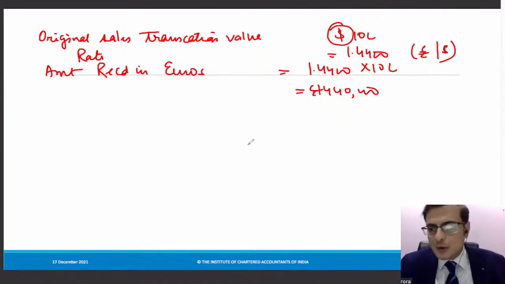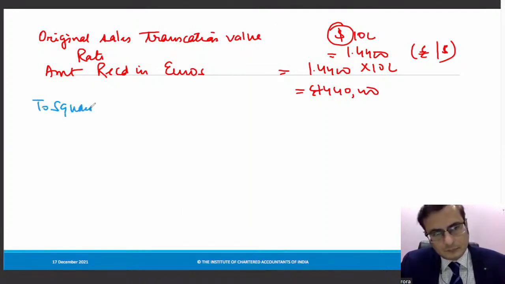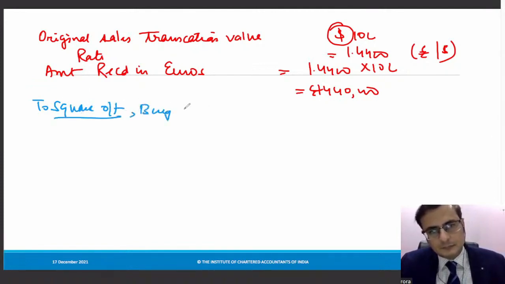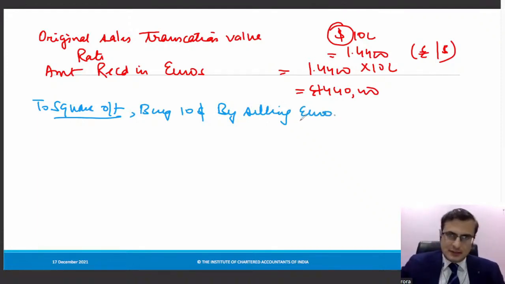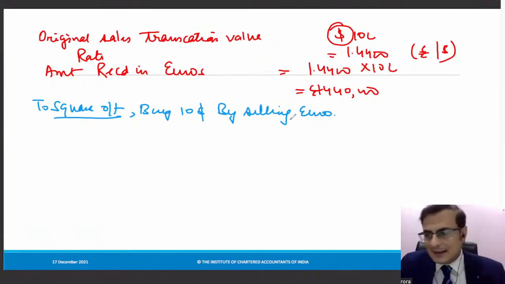Now to square off the transaction, you will have to buy this transaction. So I'll write here: buy 10 lakh dollars by selling euro. Now you will be selling these euros, and now you tell me what rate are you selling at?